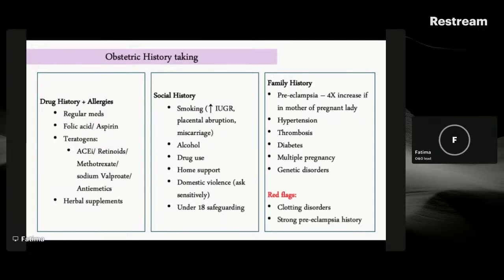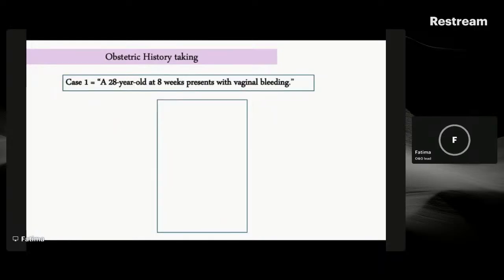And the red flags you're looking for are any clotting disorders in the past, because then they could be predisposed to DVTs and PEs, which are very serious, and any strong preeclamptic history as well.